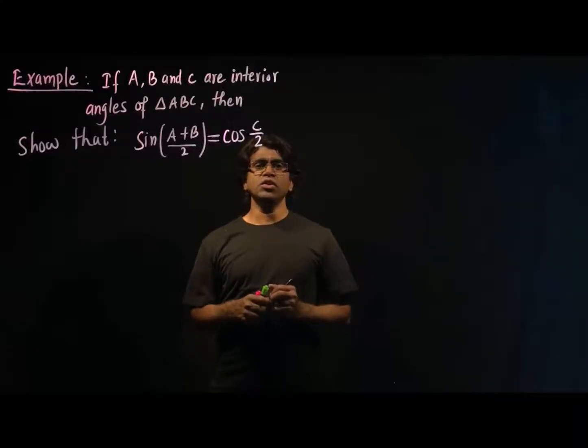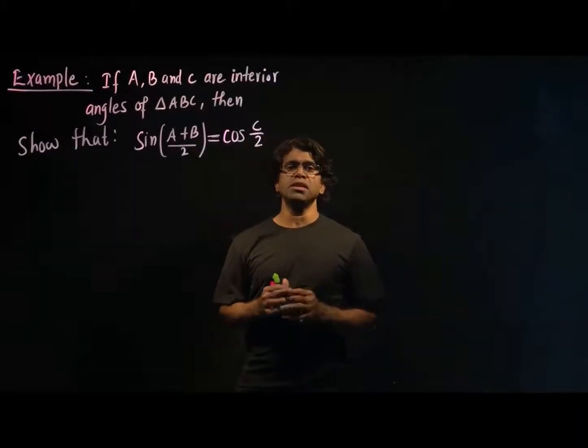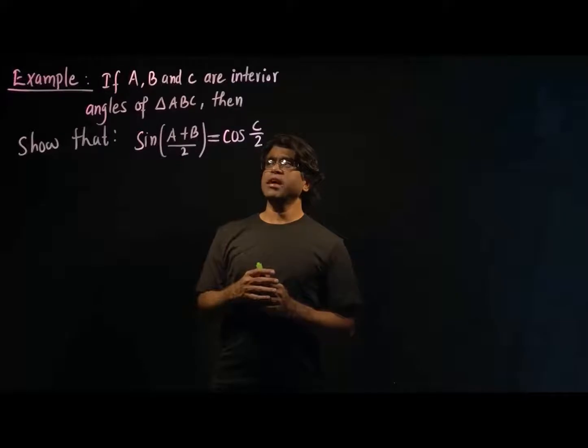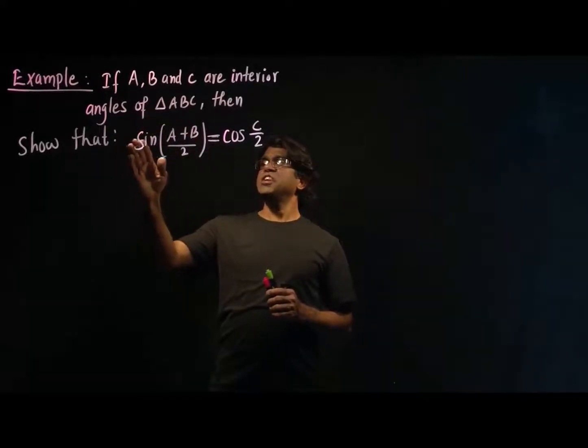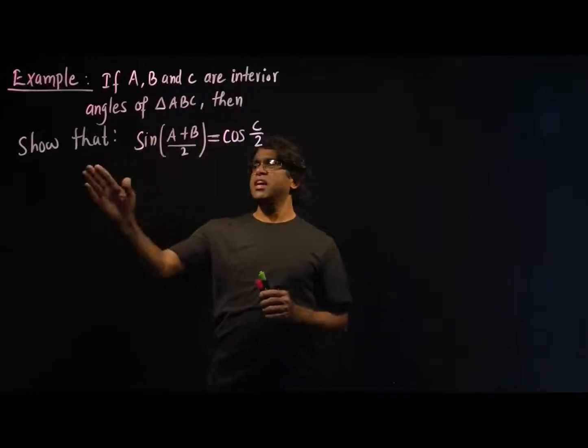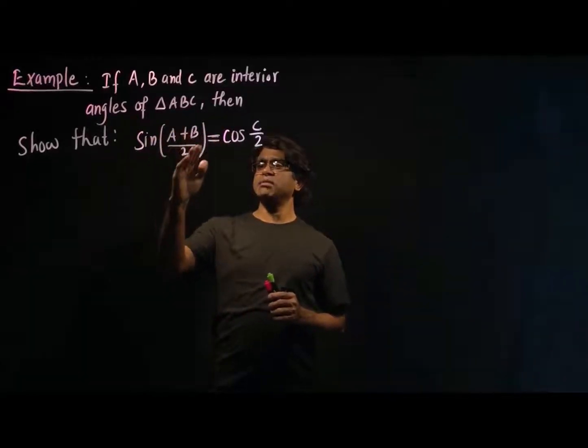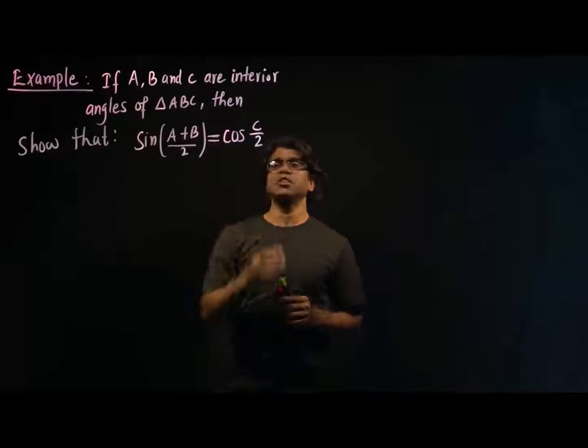In this video, we are going to talk about the examples of a complementary angle. So let's look at the example. The example is, if A, B and C are interior angles of triangle ABC, then show that sine (A plus B) over 2 is equal to cosine C over 2.